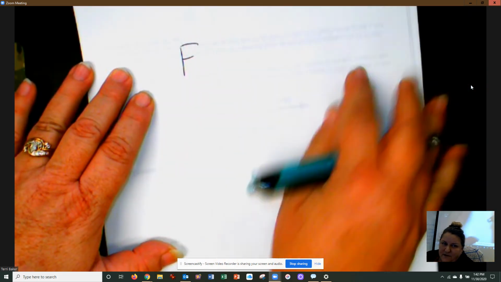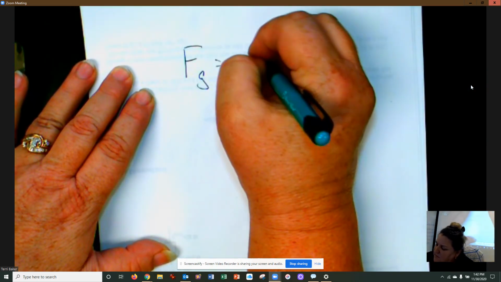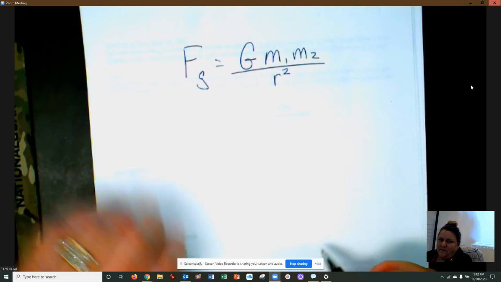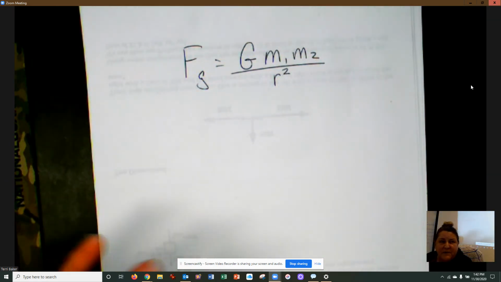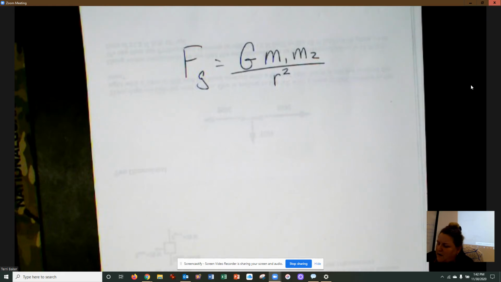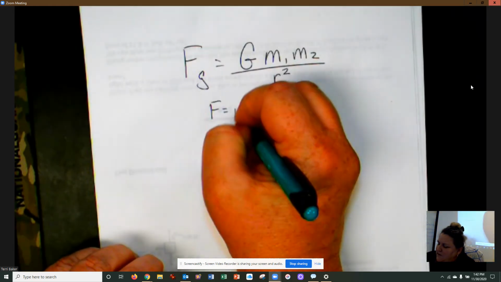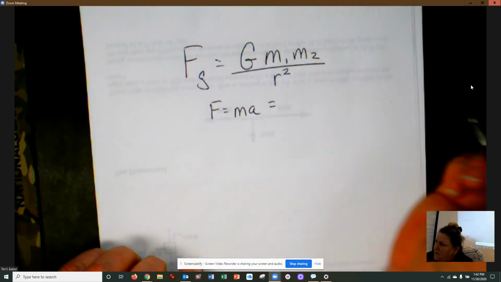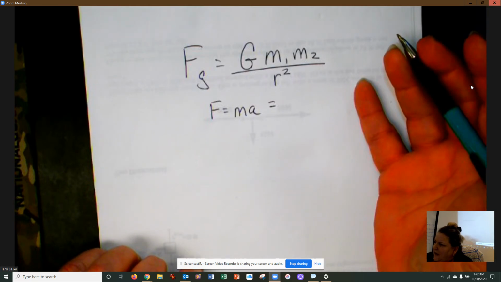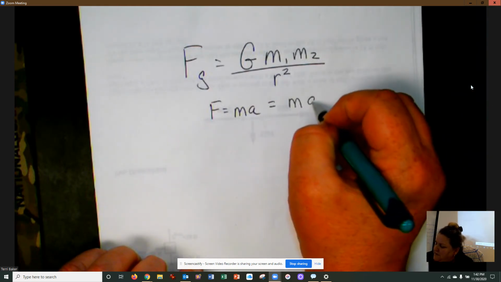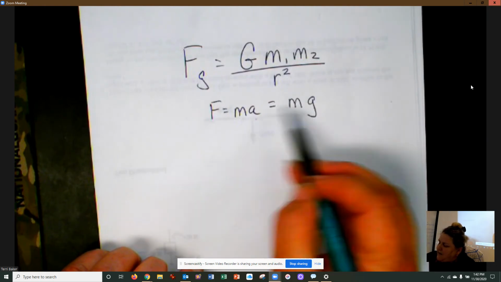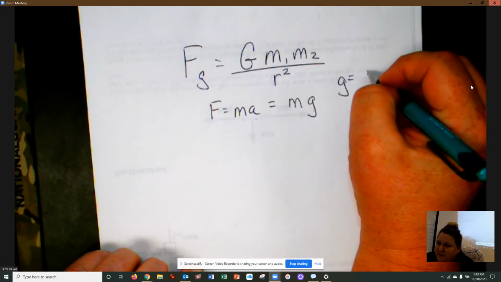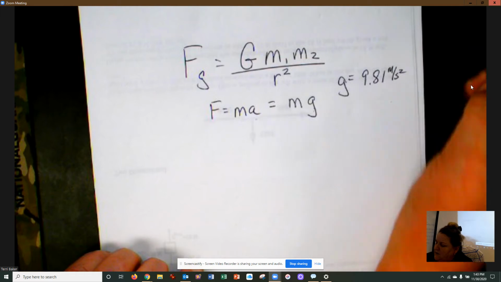one part about this equation, Fg equals G, mass 1, mass 2, divided by radius squared. That's the only equation we're using. We're just manipulating this same equation. We know from Newton's laws that force equals ma, Newton's second law. When we talk about the force of gravity and calculating force, it was mass times g, where g is acceleration due to gravity, right? And up to this point, g has been 9.81 meters per second squared.